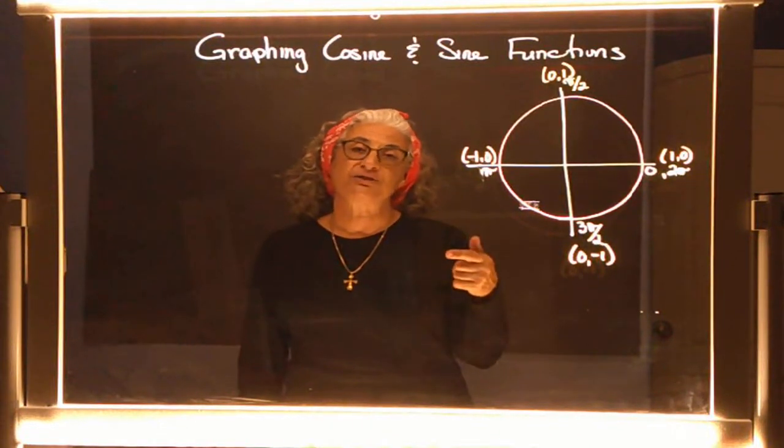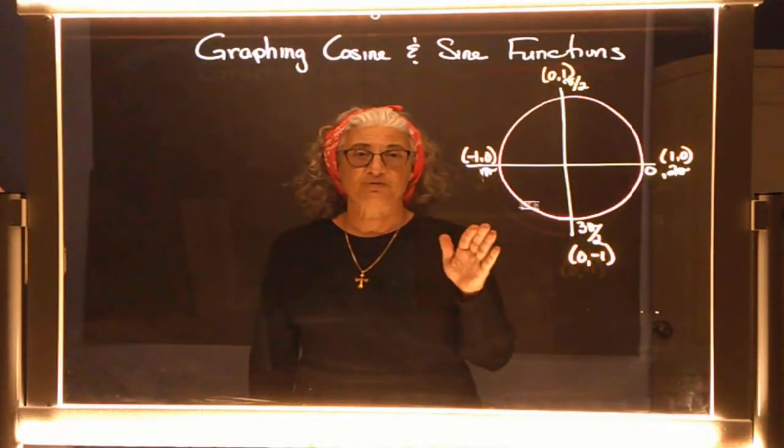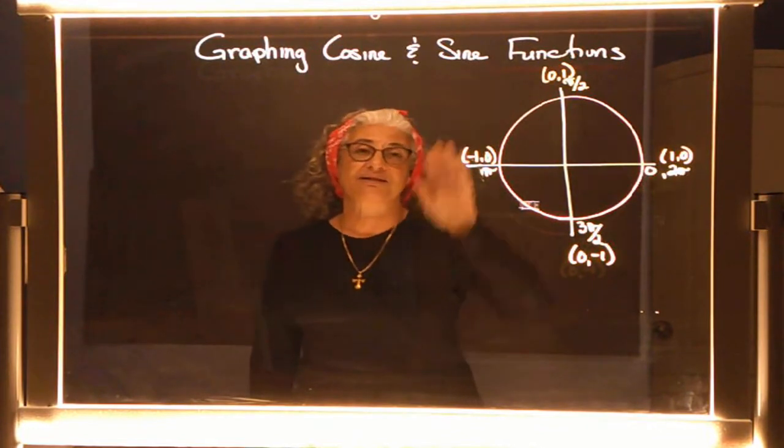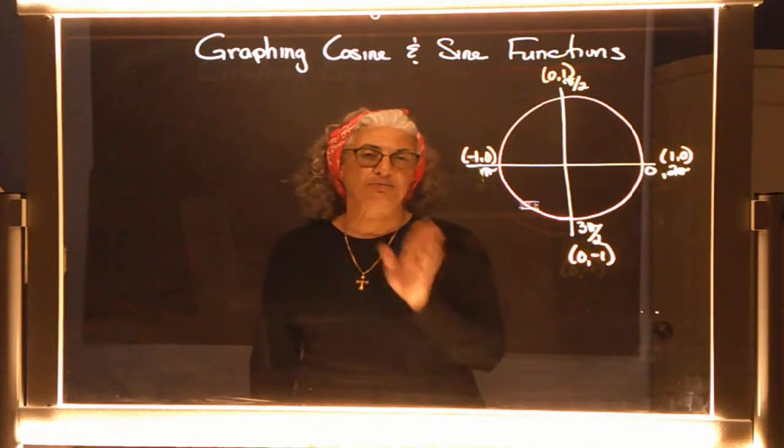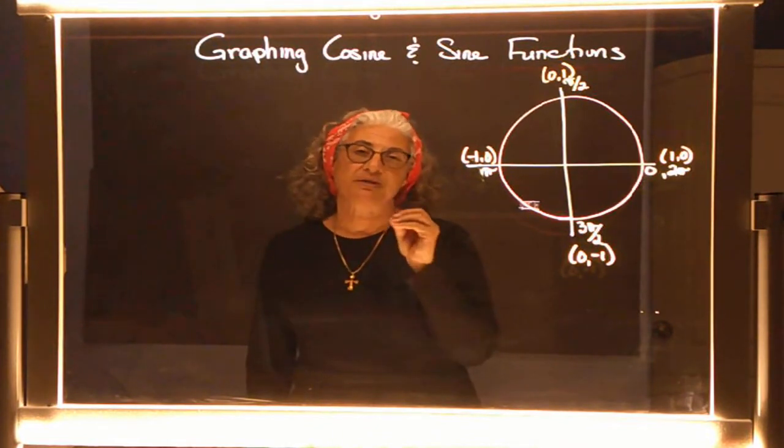Okay, so let's get into graphing the trig functions. First and foremost, we're going to start graphing cosine and sine. Now here's the deal. Remember when we were graphing the parabola? We graphed y equals x squared.